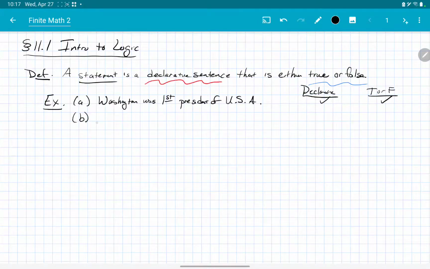Okay, here's another statement. The Miami Heat won the NBA Finals in 2015. Is that making a declarative statement, or is it a question or a command? No, it's declarative. Is it either true or false? Yes. Is it true? No, it's not true, Pat. Do you know who won that year? The Warriors won that year? Okay. So that is a false statement, but it still is a statement. It just happens to be false. Even though it's false, that doesn't disqualify it from being a statement.